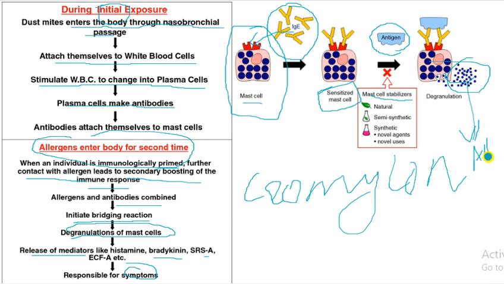So if we want to block allergy, there are some drugs we can use, that is mast cell stabilizers, which block this pathway. So the sensitized mast cell can't bind with antigen. Example: cromolyn.